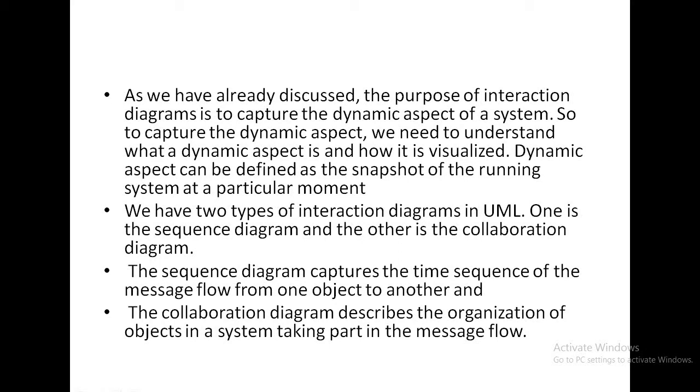We have two types of interaction diagrams. One is the sequence diagram and the other is the collaboration diagram. The sequence diagram only captures the time sequence of the message flow from one object to another, and the collaboration diagram describes the organization of objects in a system taking part in the message flow.